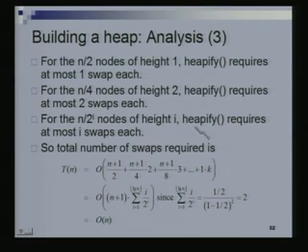So, what is the total number of swaps required then? It is n by 2 times 1 plus n by 4 times 2 plus n by 2 to the I times I, right. So, this is what the sum would look like. It is basically n times the summation of I over 2 to the I, as I goes from 1 through log n. Why log n? Because that is the height of the heap.